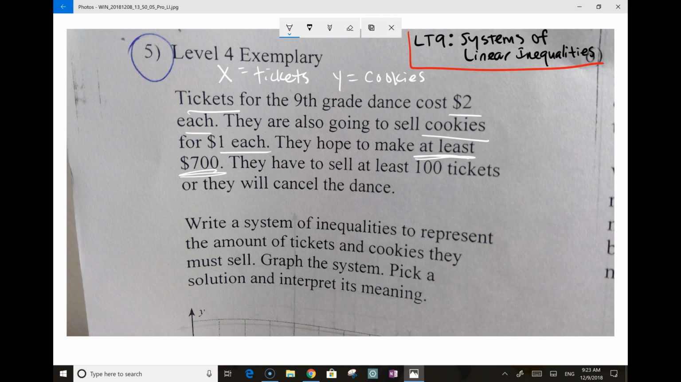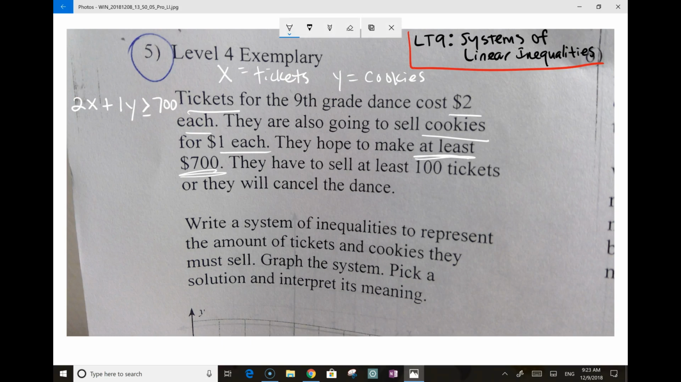So it's going to be this. So the first inequality will be 2x, right? So $2 multiplied by the number of tickets sold plus $1 multiplied by the number of cookies sold must be greater or equal to 700, which is the minimum, the least they want to make.